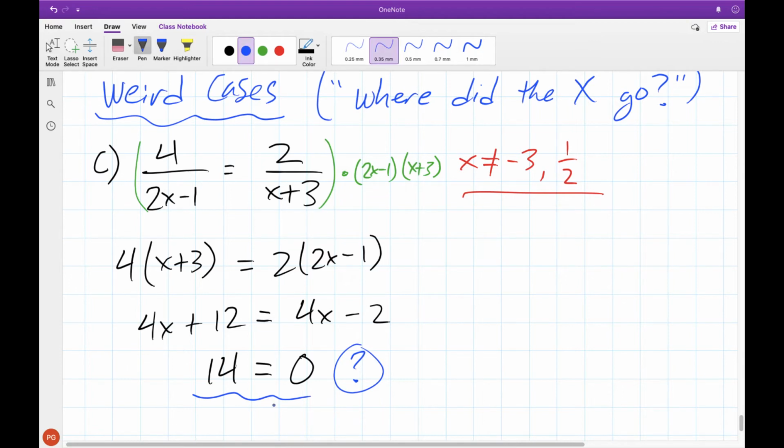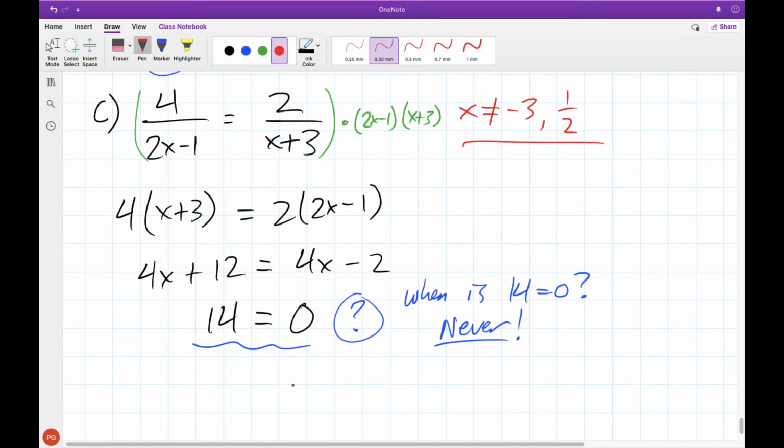Well, the first thing that should tip you off is to think about when is 14 equal to 0? And the answer to that question is really simple. It's never equal to 0. 14 and 0 are different numbers. They're never going to be equal to each other. So what we have here is a contradiction, and what that tells us is that we have no answer. There are no values of x that make these 2 sides of the equation equal to each other.